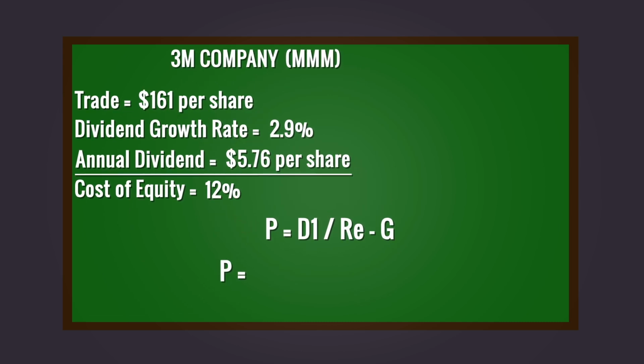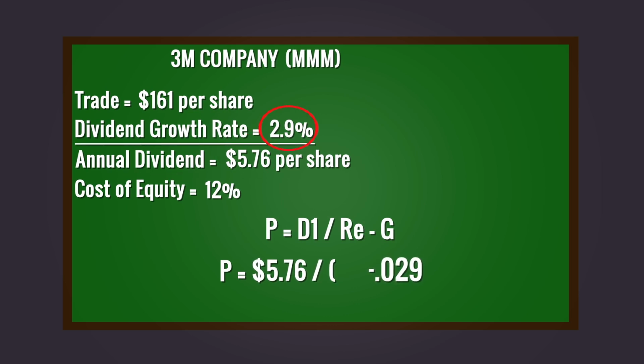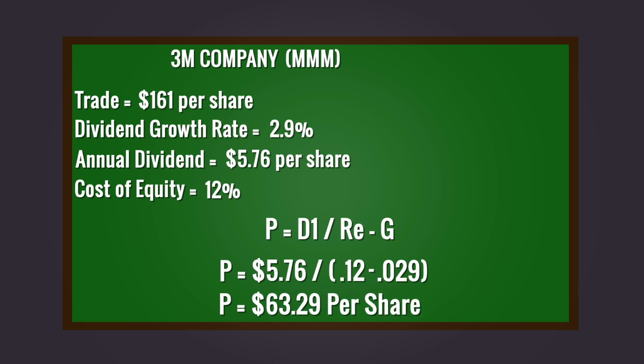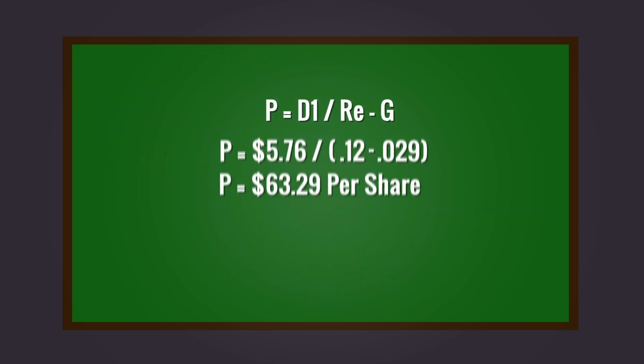D1 is next year's annual dividend of $5.76. G is the constant growth rate of the dividend, 0.029. RE is our cost of equity, 0.12. We plug these numbers into the formula. P equals $5.76 divided by 0.12 minus 0.029. P equals $63.29 per share. So the result is a present value price per share of $63.29.